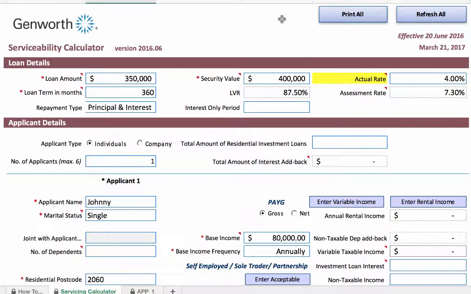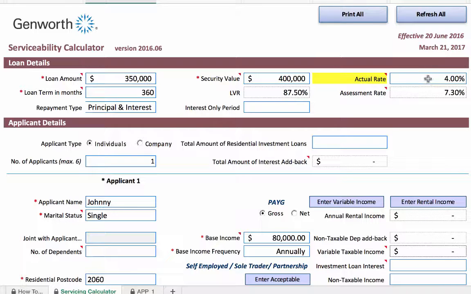All the banks have got their own version of something like this, very similar. So this is almost the exact process that every bank goes through. It's just that they'll use different figures and different credit policies. In this scenario, we've got a $350,000 loan over 30 years, principal and interest repayments, against a purchase property of $400,000. So the loan to value ratio is 87.5%, the interest rate on the loan is 4%, and the assessment rate is 7.3.